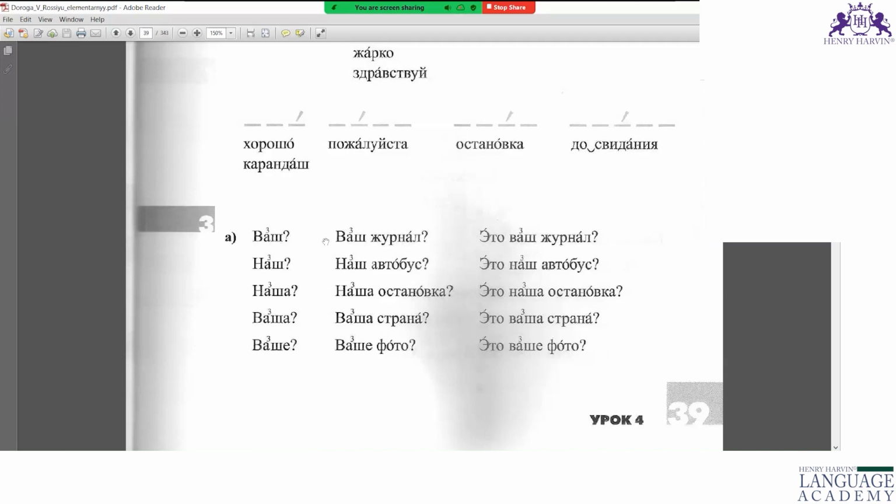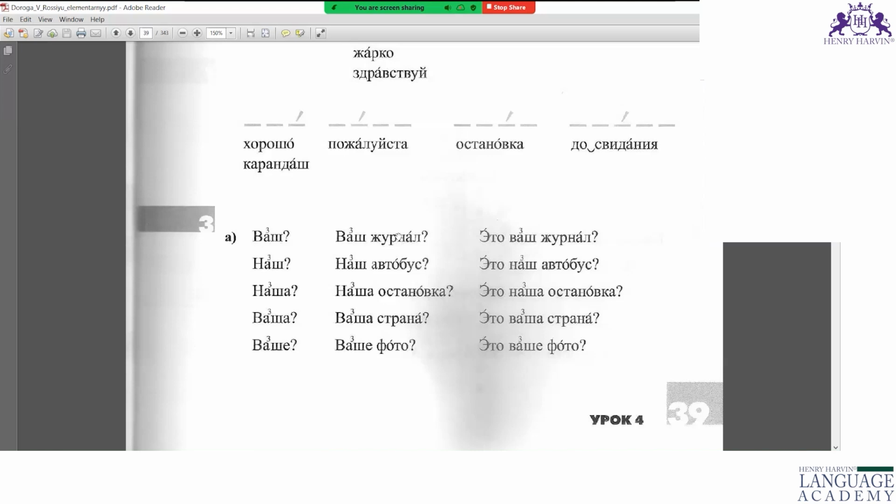Correct. Absolutely. So is this your magazine? Your, right? Your magazine. Is this your magazine? And I just want to pay your attention that all these sentences, although they sound incomplete from the first sentence, in the context, they will be correct.